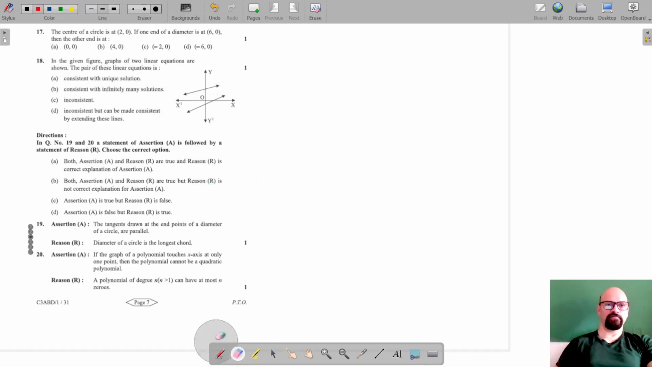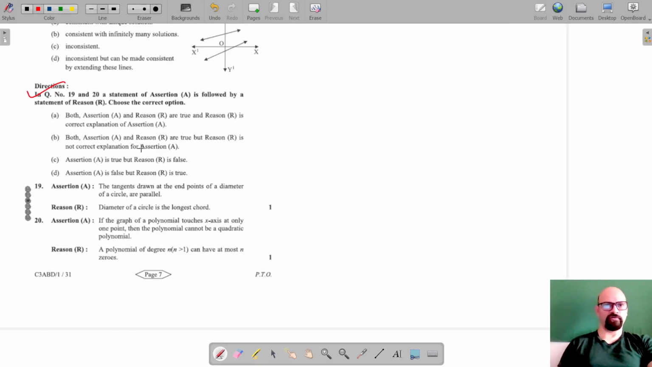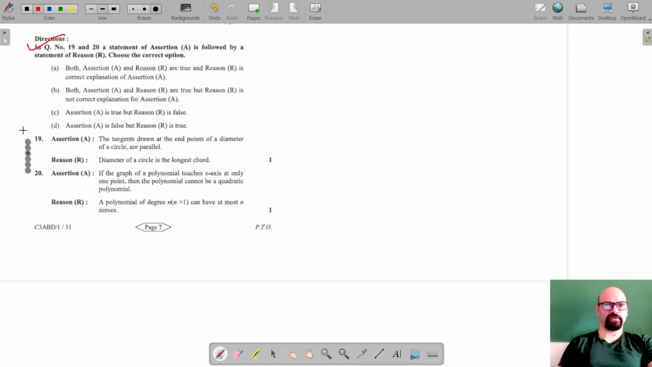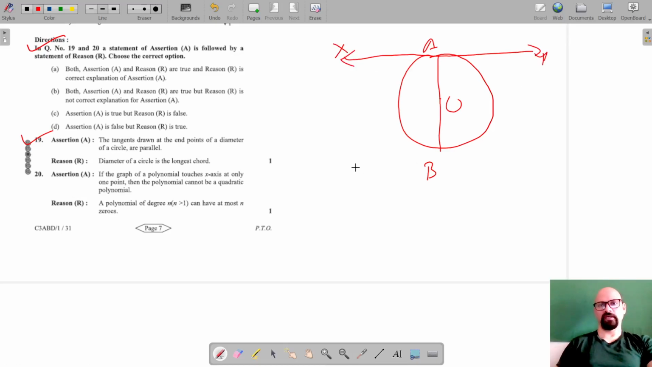And moving on to question number 19 and 20, these are statements of assertion followed by a statement of reason R. We have to choose the correct option. Okay, for the first one, that is question number 19, the tangents drawn at the endpoints of a diameter of a circle are parallel. That is true, because if we draw the tangents at the endpoints of the diameter, let's say this is the diameter AB, and if we draw a tangent here, let's say XY, and let's say the other tangent is X dash Y dash.